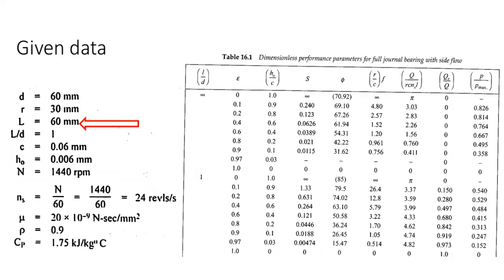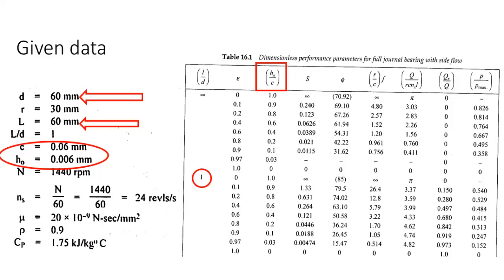Now if you see the given data, length is 60 mm and diameter is 60 mm. So L by D ratio is going to be 60 upon 60, that is 1. So in the table of dimensionless performance parameters for full journal bearing with side flow, that is table 16.1 in Bhandari design data book, L by D ratio 1. Now if you see, clearance C is given 0.06 mm and h0 is given 0.006 mm.